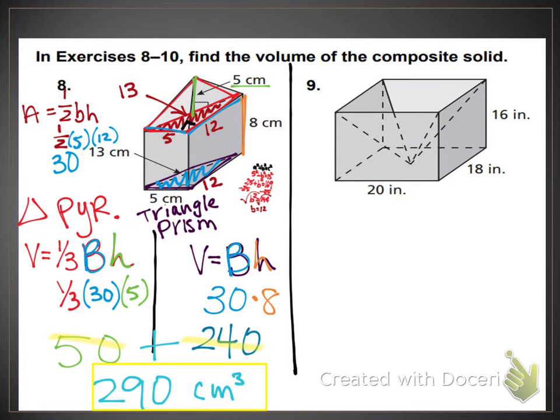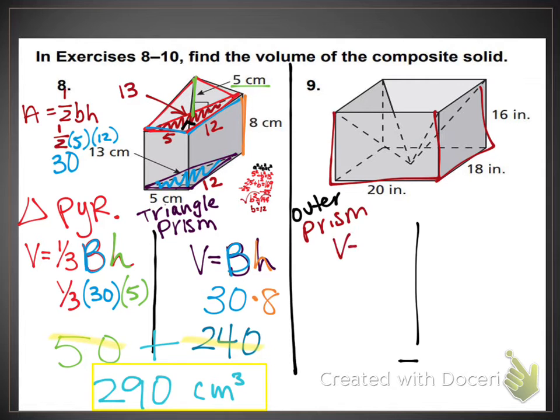The second question is kind of different because there's not one shape on top of the other. There's a shape and then there's a shape cut out of it, right? So what are we going to end up doing with these two? We're going to end up subtracting them. So I'm going to find the volume of, let's say, the outer shape. The outer is a prism, right? So it's a prism. How do you find the volume of any prism? Area of the base times the height.